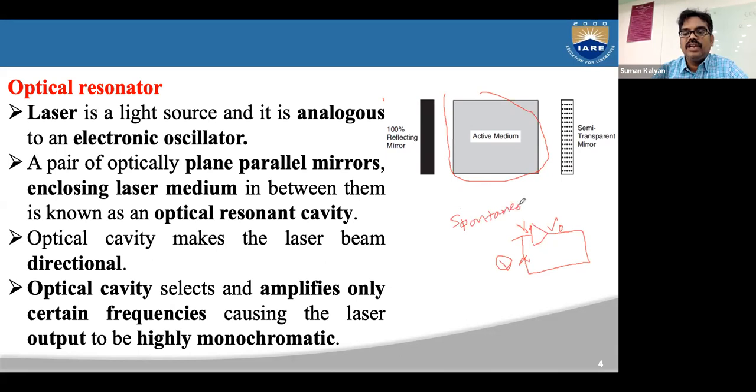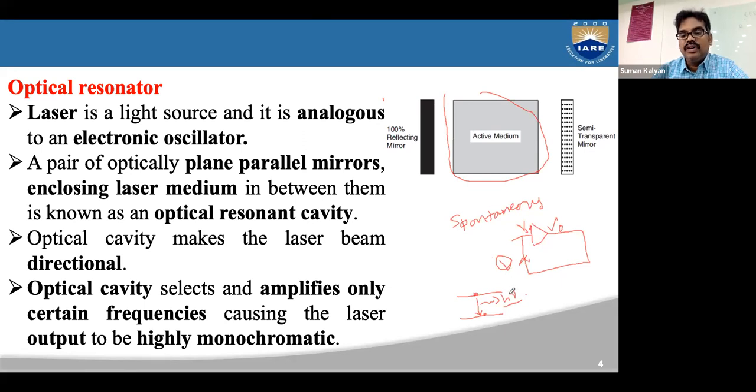So what happens in spontaneous emission? In spontaneous emission, the atoms themselves lose energy. The atoms in the higher energy level lose energy on their own and reach the lower energy level. They lose the energy in the form of photons. These photons will be in different directions, they will have different phases, and they will have different frequencies.